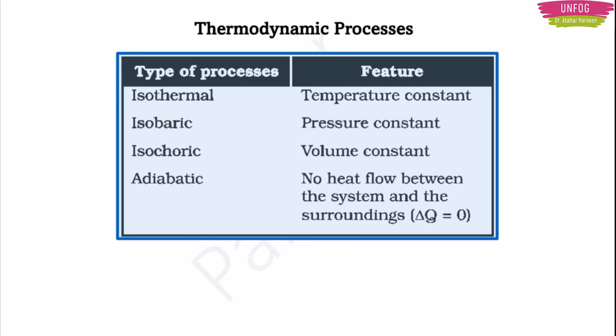In isochoric, volume is constant. And in adiabatic, heat will be constant. That is, no heat flow between the system and the surroundings. There is no change in heat energy. Delta Q will be equal to 0.